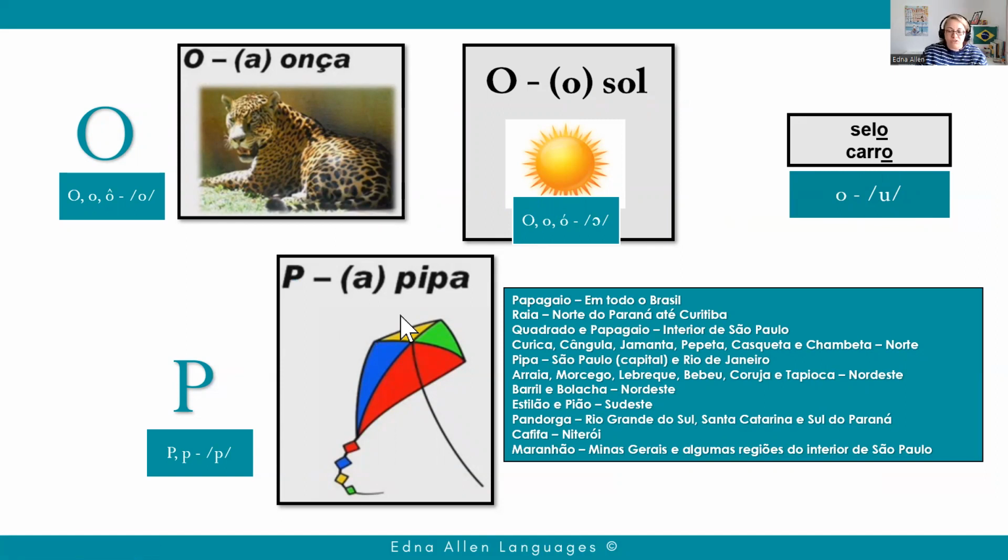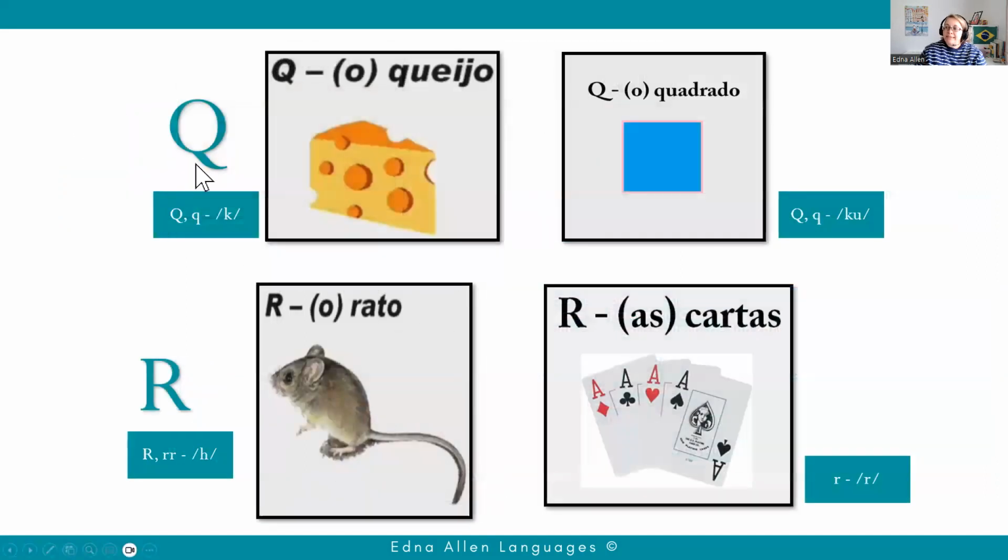P. A pipa. So it's simple P, right? Pipa has different names depending on where you are in the country. But most of the country will recognize it as pipa or papagaio. Certo? Next. Que. O queijo. O quadrado. Remember when we said before about that combination of GU when you pronounce and when you don't? It applies for QU as well. Queijo, quadrado.